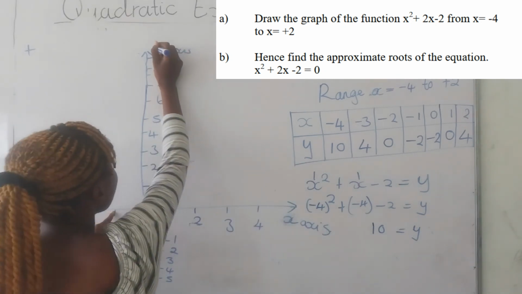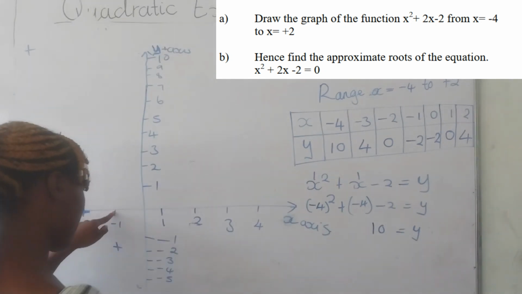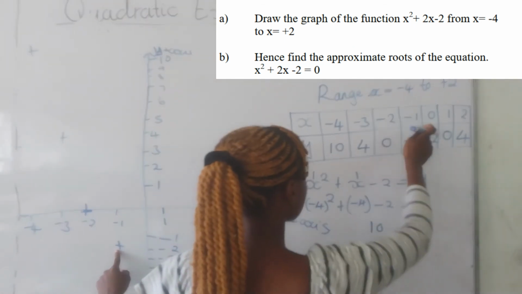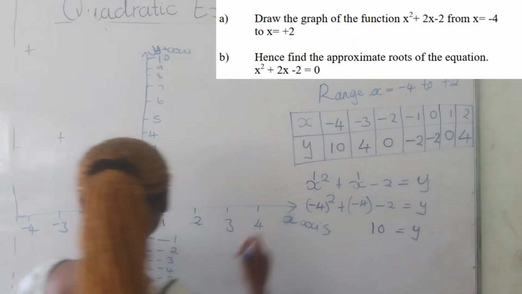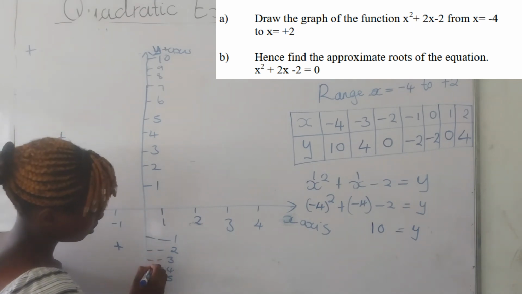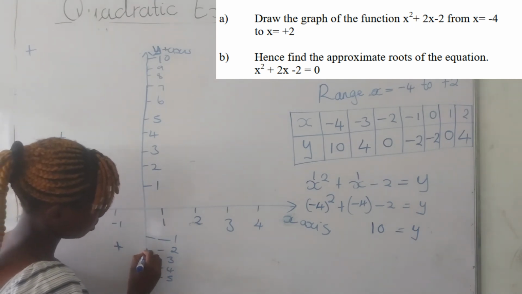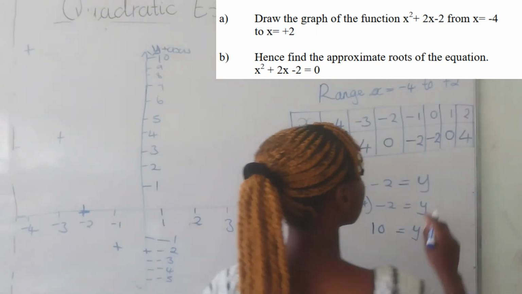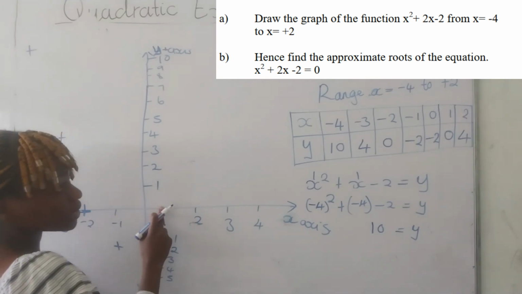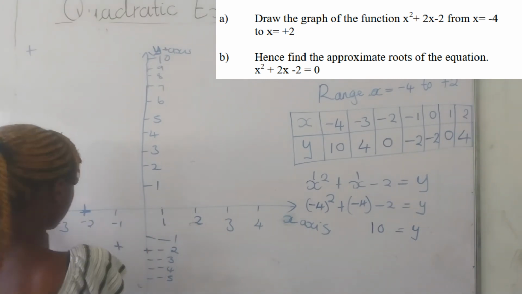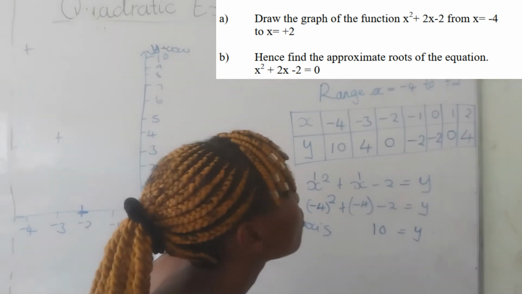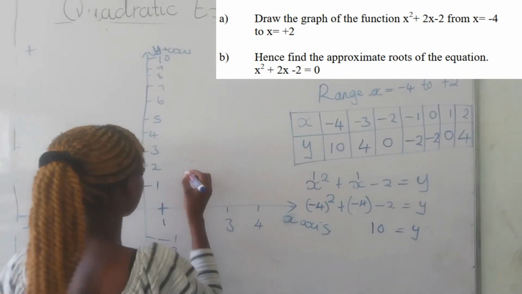As we have said, this is our y-axis and this is our x-axis. For minus 1, it's minus 2. Now for 0, it's minus 2. For x being 0, y is minus 2. Minus 2 again. For 1, our y is 0. So this whole line, our y is 0, so it's here. Now for our 2, our y will be 4.